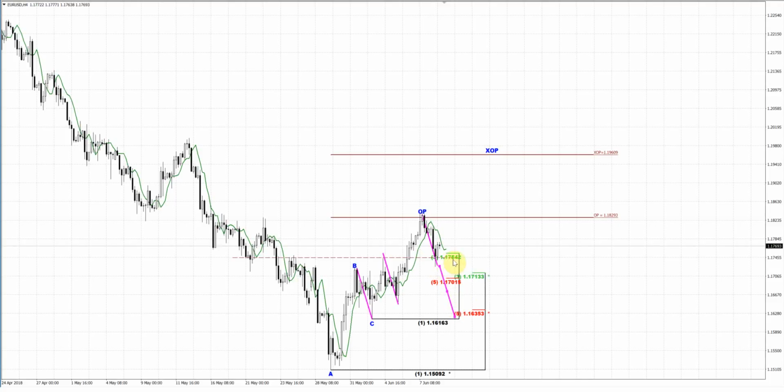That's why the 1750 area is very important, because this is just a border, the edge between the immediate upward continuation and deeper retracement that leads to the 1635 area. That's why this low is very important.